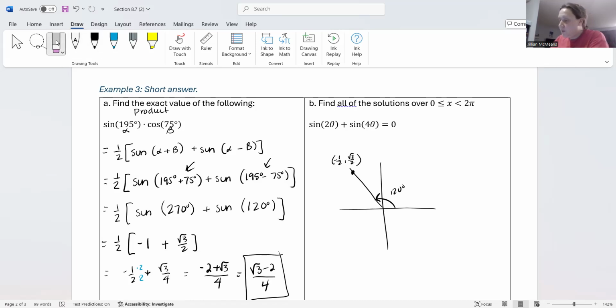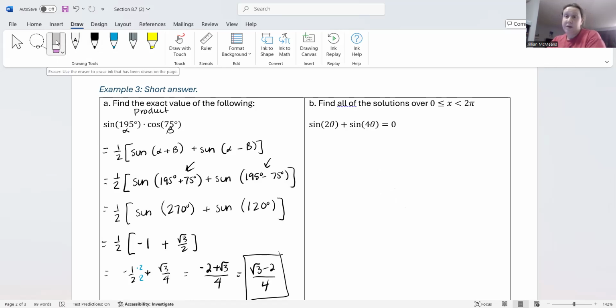I do need to erase my beautiful angle from the unit circle. Okay. Now it says find all the solutions over 0 to 2 pi. So we're basically solving this equation. This should actually have a theta. That is a typo on Jillian's part. So this should say theta. That's a mistake on my part. Sorry about that. Okay. So we have sine of 2 theta plus sine of 4 theta equals 0.